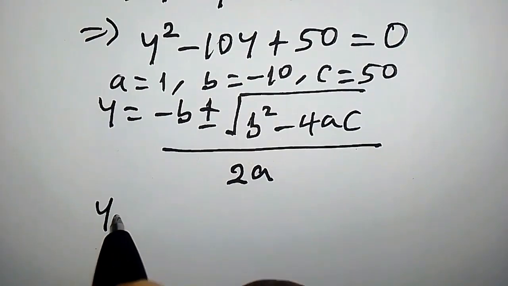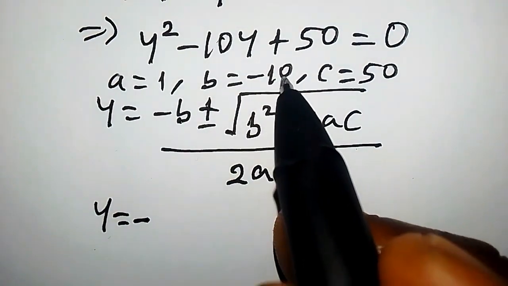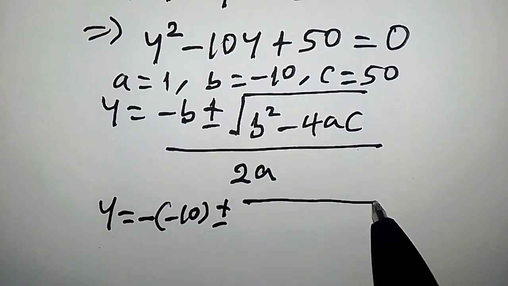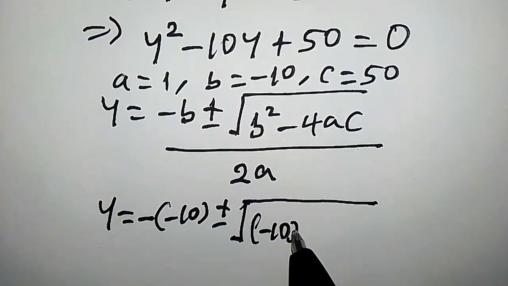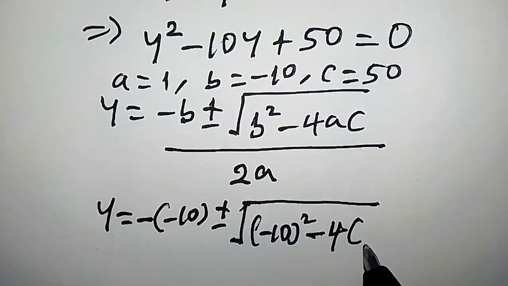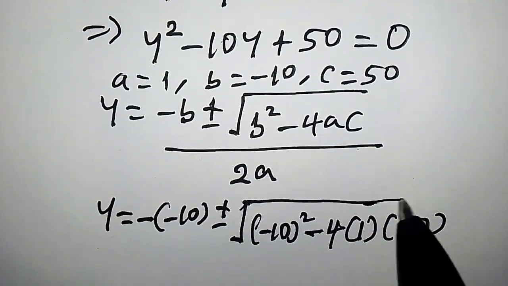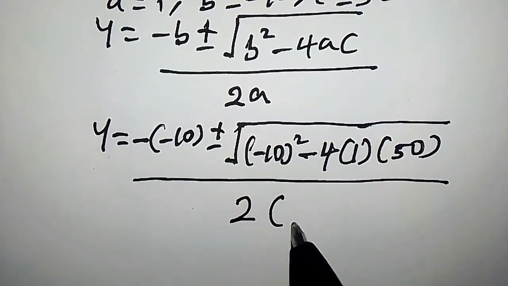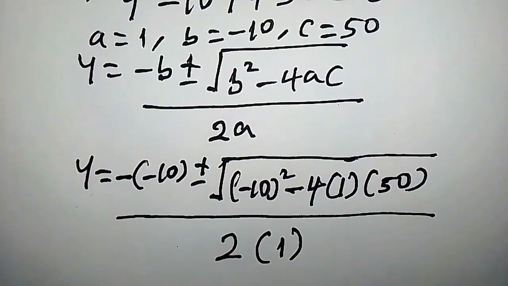So y is equal to minus, what is b? Our b is minus 10, plus or minus the square root of b squared, that will be negative 10 all squared, minus 4 times, what is a? A is 1, times, what is c? C is 50, divided by 2 times a, which is 1. Let's continue.